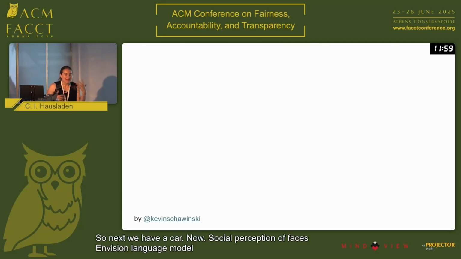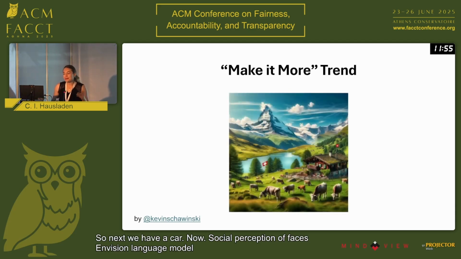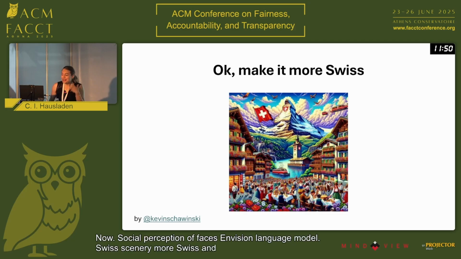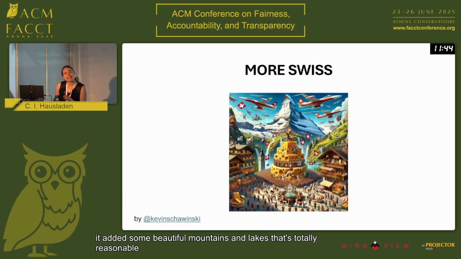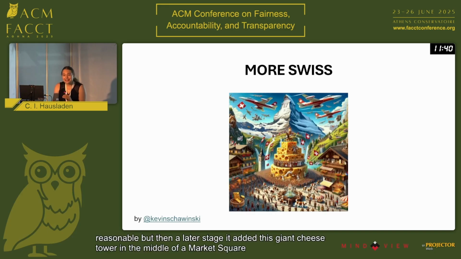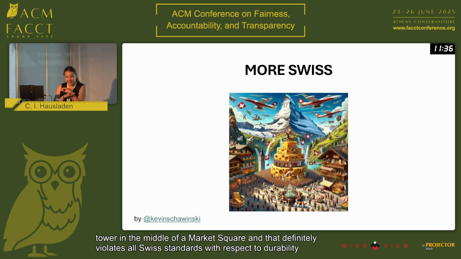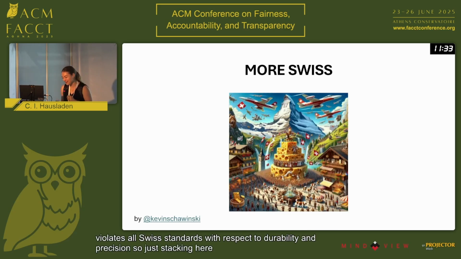So I guess at some point in the last 2 years, we all had fun with the "Make It More" trend. So someone asked to make this beautiful Swiss scenery more Swiss. And of course, GPT added some flags, it added some beautiful mountains and lakes. That's totally reasonable. But then in a later stage, it added this giant cheese tower in the middle of a market square. And that definitely violates all Swiss standards with respect to durability and precision. So just stacking Gruyere is not durable enough.